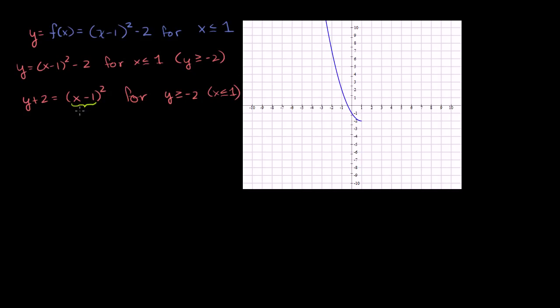Now, is x minus 1 a positive or a negative number? Well, we've constrained our x's to being less than or equal to 1. So we're dealing only with the situation where x is less than or equal to 1. If x is less than or equal to 1, this is negative. So we want to take the negative square root.